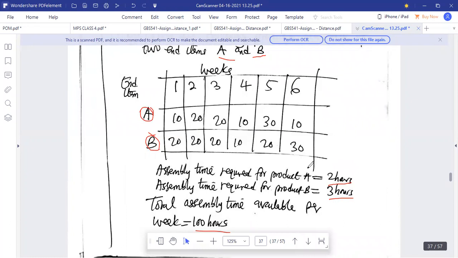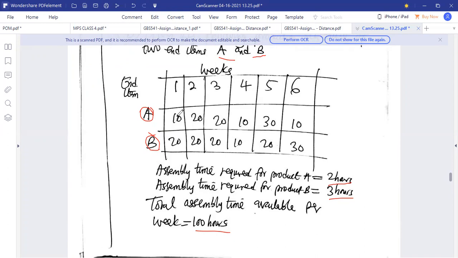For that of B is 3 hours. So meaning that we are going to find the total loading of A, simply multiplying each of these by 2 hours. Each product A requires 2 hours to be produced. Each product B requires 3 hours to be produced. So we're supposed to multiply each of these products A by 2 hours, B by 3 hours.